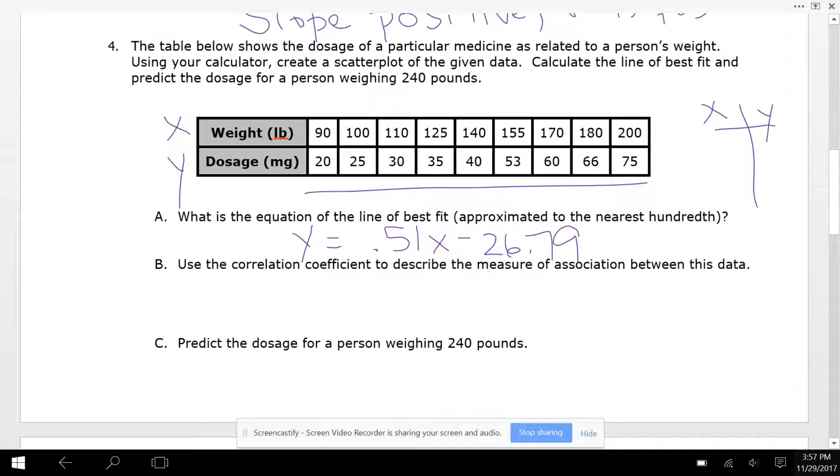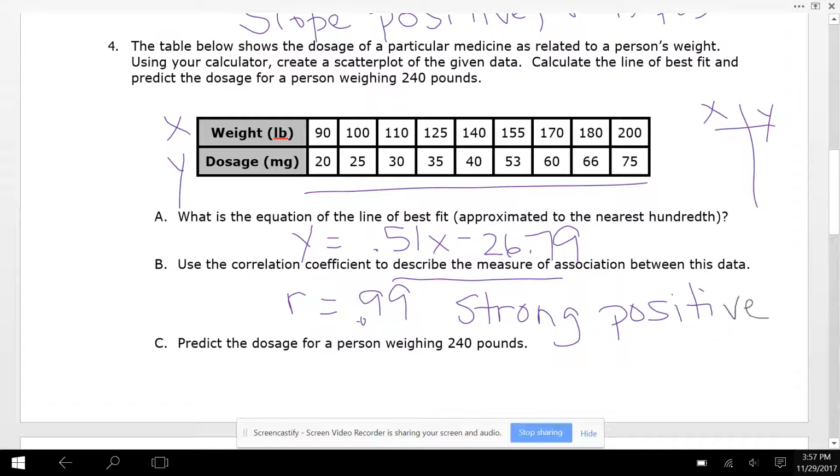The correlation coefficient was R equals 0.99. Describe it, that means it's a very strong positive correlation. And you should probably always have strong or weak, and positive or negative are the two words I'm going to be looking for. So the dosage for a person weighing 240 pounds is going to be X equals 240.